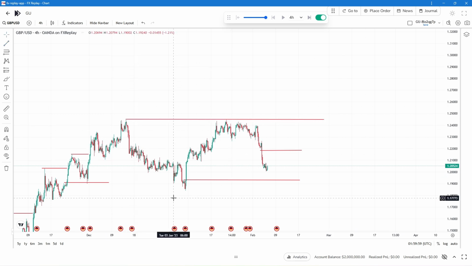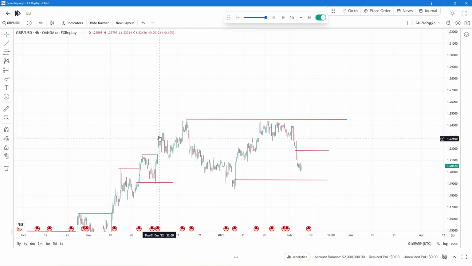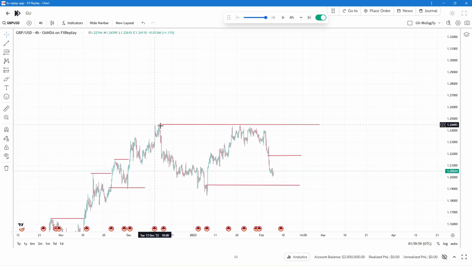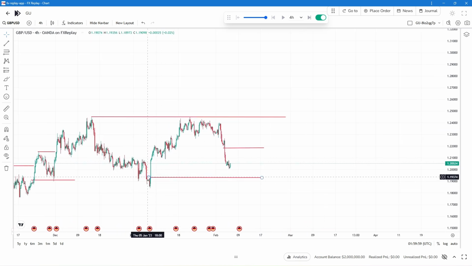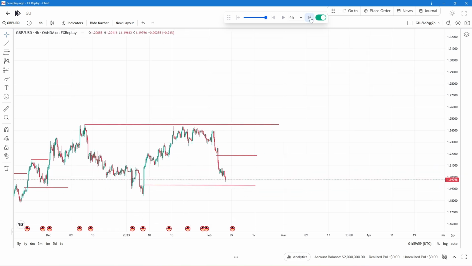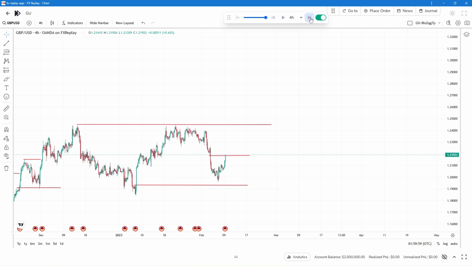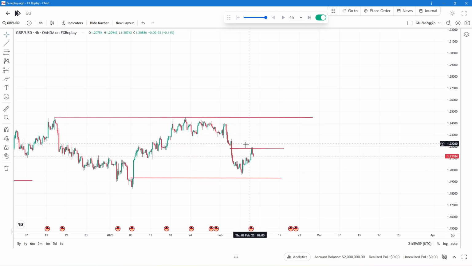The market works with obviously taking liquidity. So as you can see, we take external liquidity, we come back into internal, we take external, we come back into internal. We haven't taken external here yet, okay? But we haven't even tested this order block yet. That took out quite a bit of liquidity. So it'd be really interesting to see how we are setting up.